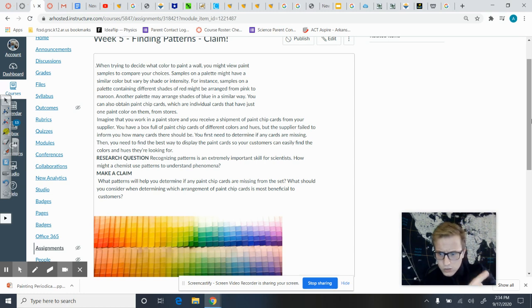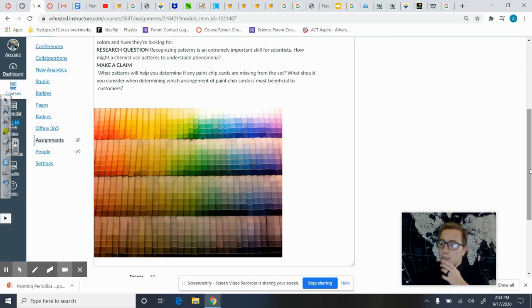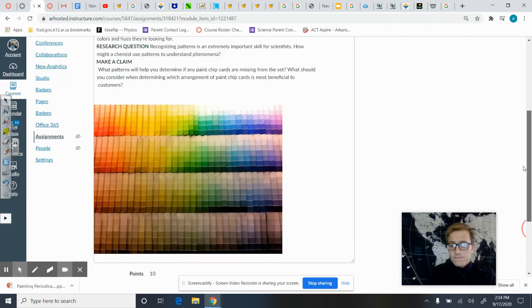Recognizing patterns is an extremely important skill for scientists. How might a chemist use patterns to understand phenomena? Then they can reply to that, and you can have a classroom discussion. Then you make a claim. What patterns will help you determine if any paint chips are missing from the set? What would you consider when determining which arrangement of paint chips is most beneficial to customers? And then they would be able to type in a text box the answer to that question. Okay, so that would be their second assignment for the day.